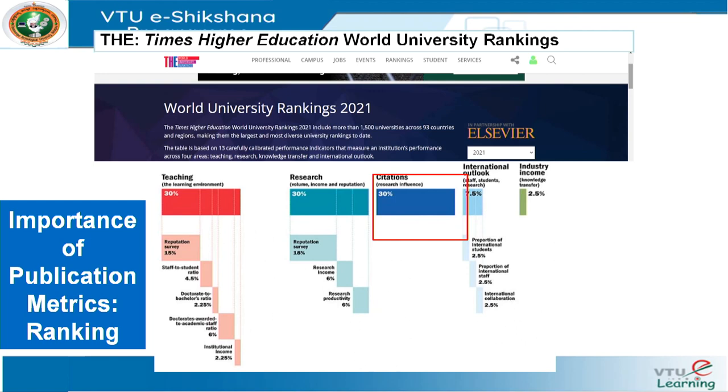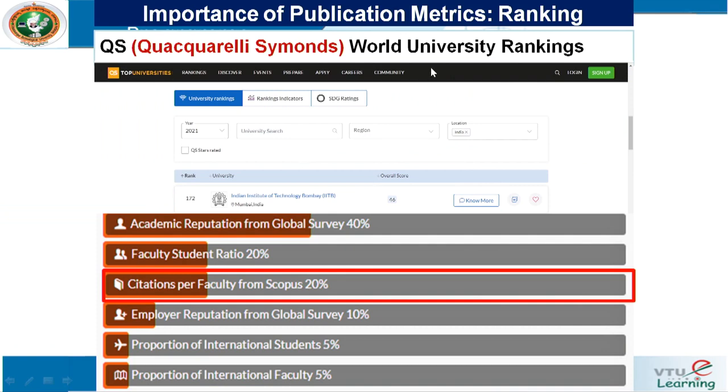And if you look at the various weightages, the various parameters they consider for each ranking framework, for example, the Times Higher Education World University Ranking gives 30% to the citations which are indexed in SCI databases. So out of 100, 30% plays a very significant role. Similarly, for the QS World University Ranking, citations play a 20% significance, and various other parameters are also there.